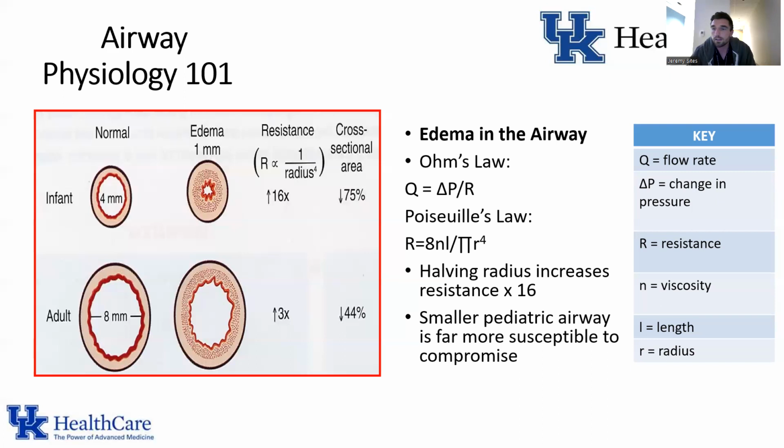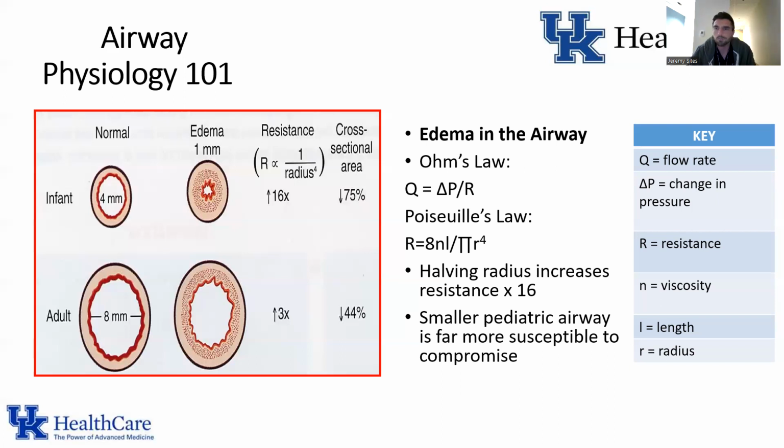Several components here dictate resistance: viscosity, length of the tube, but most importantly is radius of the tube, such that when radius is decreased, that will be multiplied to the 4th degree. And so what does that mean? That means when the radius of the tube is cut in half, you actually have an increase in resistance by 16 times.